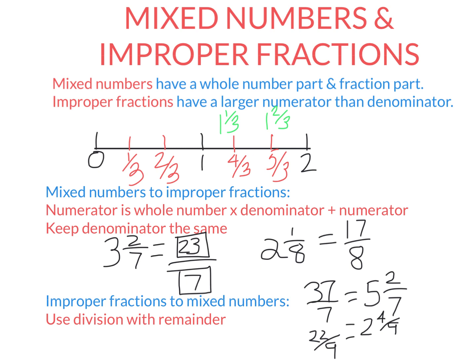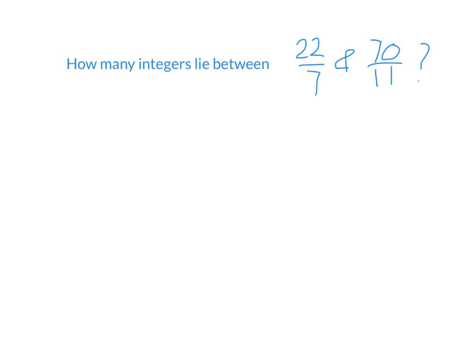All right, let's now look at a harder question involving this. So how many integers lie between 22/7 and 70/11? Remember, integers are whole numbers. So I'm saying how many whole numbers are more than this one and less than this one? Well, that's pretty hard to tell in this context. It's actually going to be easier if we convert each of these to mixed numbers.